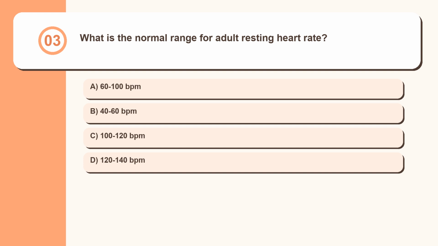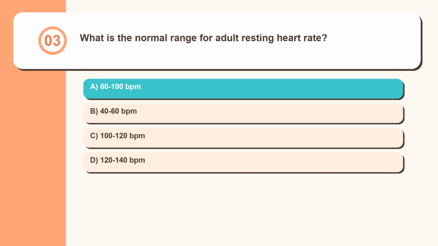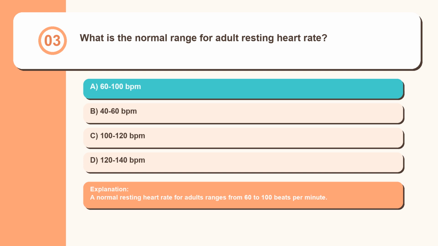Question 3. What is the normal range for adult resting heart rate? 60 to 100 bpm, 40 to 60 bpm, 100 to 120 bpm, 120 to 140 bpm. A normal resting heart rate for adults ranges from 60 to 100 beats per minute.